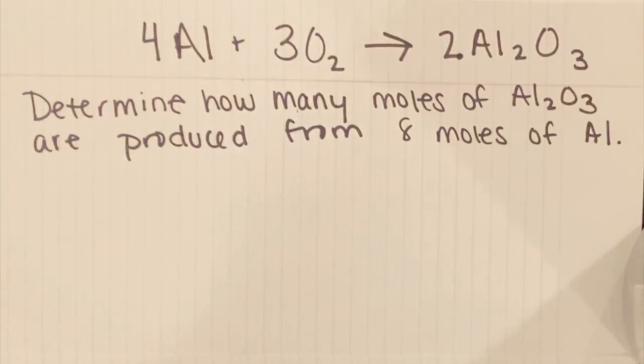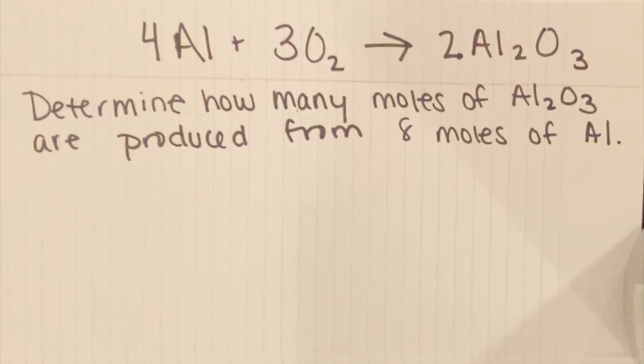All right, so this next example problem is using the mole-to-mole ratio. So if you want to label it mole-to-mole ratio example problem in your notes, go ahead. All right, so the problem gives us a balanced chemical equation. All right, always make sure it's balanced. It is. And it's asking us to determine how many moles of Al2O3 are produced from 8 moles of aluminum.